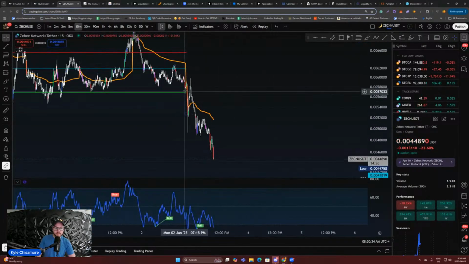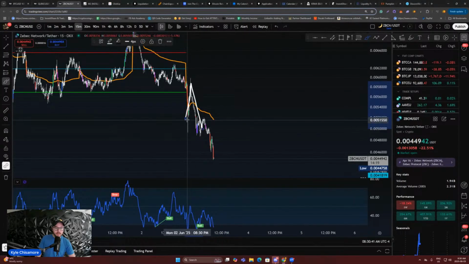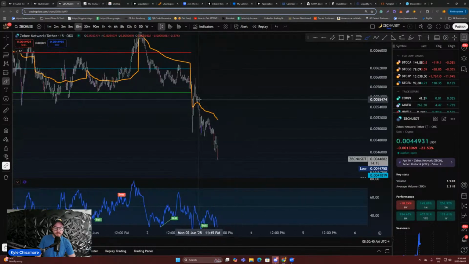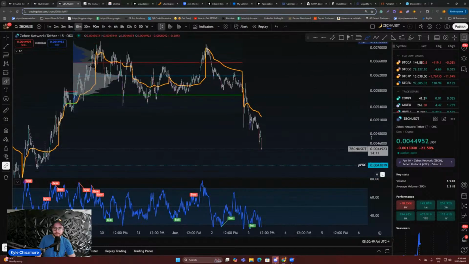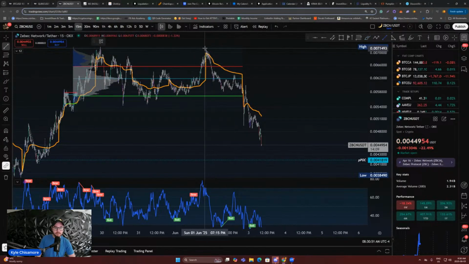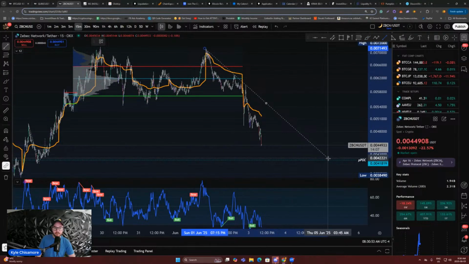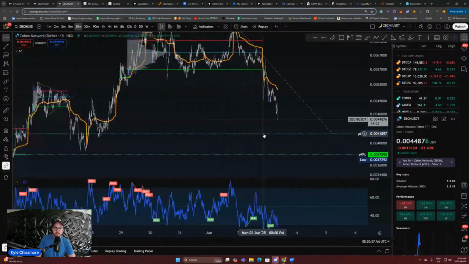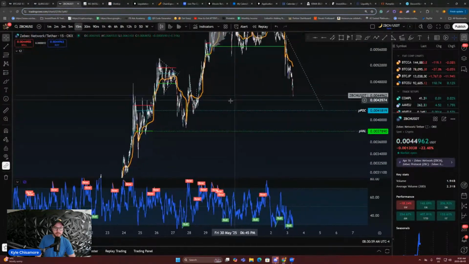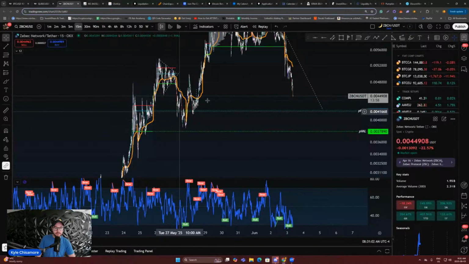We came up, essentially used the valley area as resistance with a really aggressive V-shaped rejection. It'd be tough to jump in on that one unless you get on here. We got the downtrending momentum that we can monitor here. And we're coming down to a previous POC. Get this little demand zone right here.